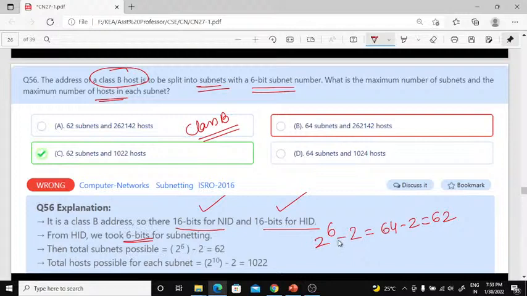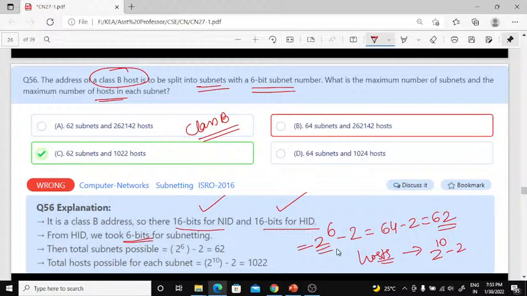So 16 bits for the network ID, 16 bits for the host ID, and from the host ID we'll take 6 bits for subnetting. Then total subnets is 62. So total hosts possible for each subnet is 2 raised to, a total of 6 we have used, so the remaining is 10. So 2 raised to 10 minus 2.